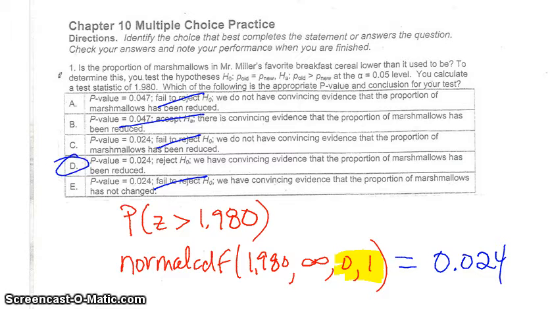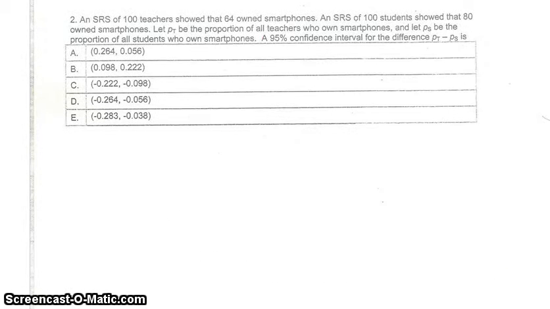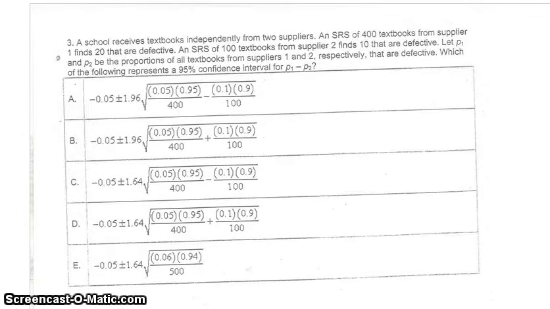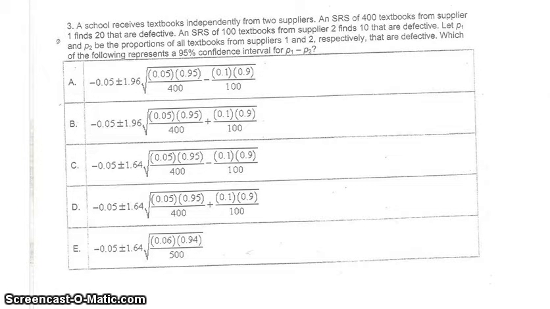All right, next problem. We're looking at an SRS of 100 teachers, so hopefully we can look at this and say, hey, what do I need to do? And you had one similar to this on your quiz, but this was the correct answer here with E. All right. Also looking at this next one, trying to help you out.